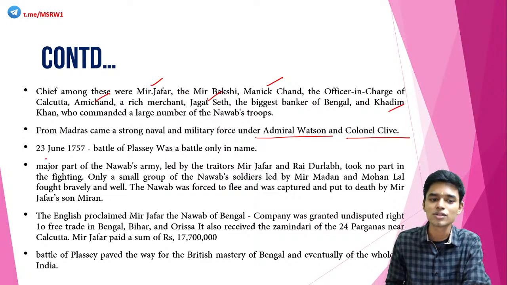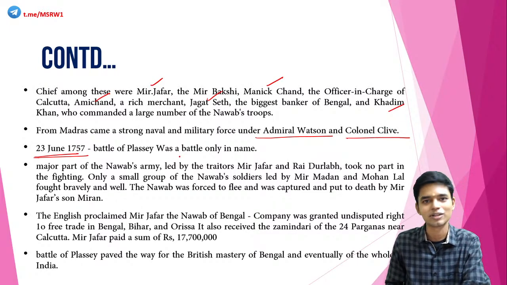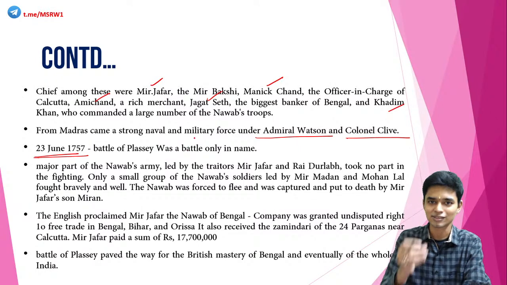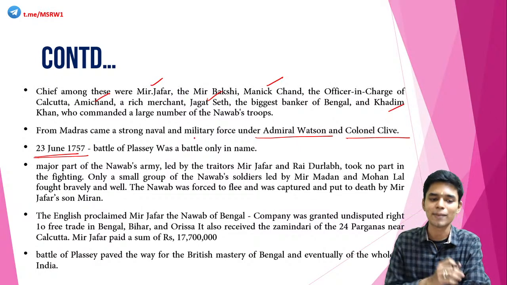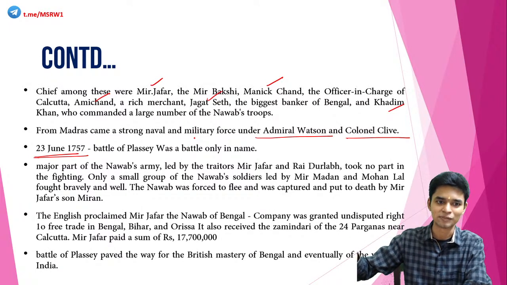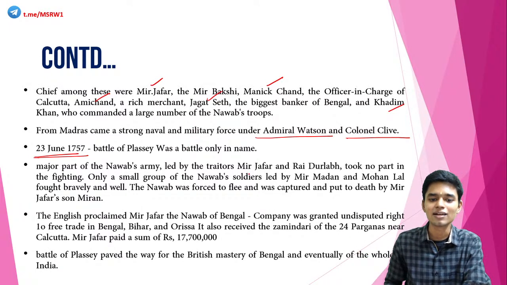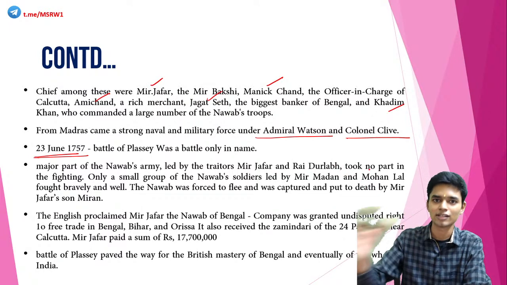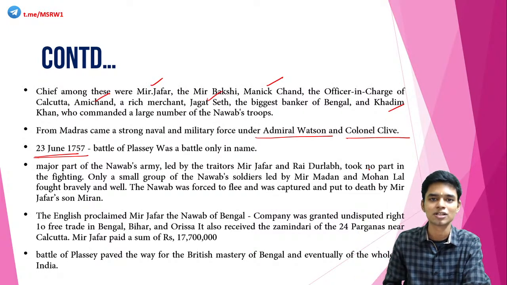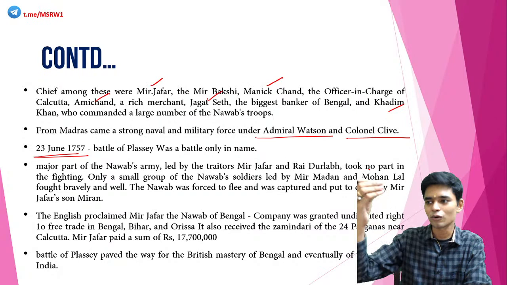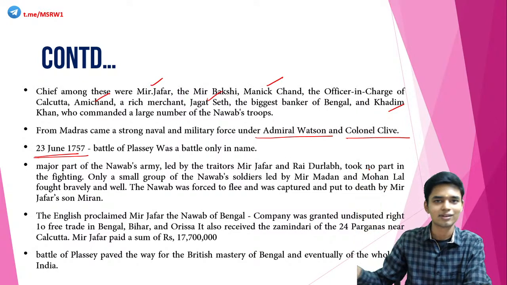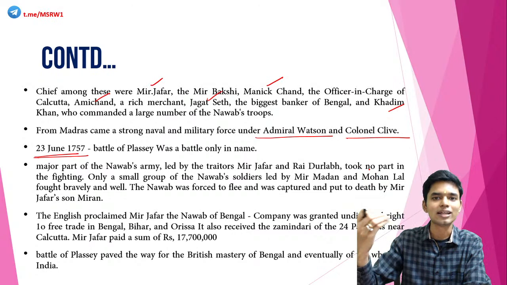And on 23rd June 1757, the Battle of Plassey happened, and it was a battle only in name. It was never really a battle. It ended before it started, in a way. A major part of the Nawab's army, led by the traitors Mir Jafar and Rai Durlab, took no part in the fight at all. Only a very small portion of the Nawab's army, led by Mir Madan and Mohanlal, actively and sincerely fought the battle against the British. Others betrayed the Nawab. So even before it began, it was over. It was a battle only in name.